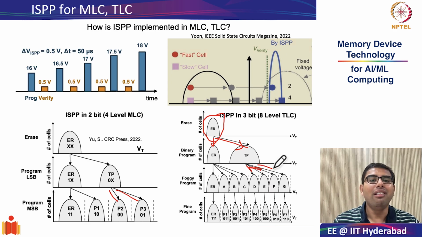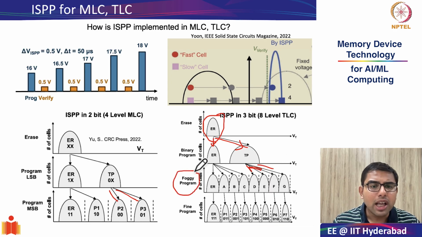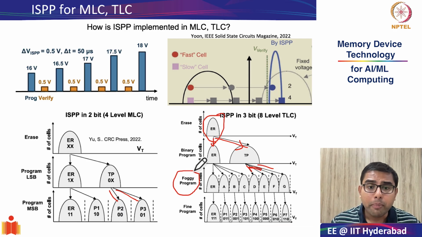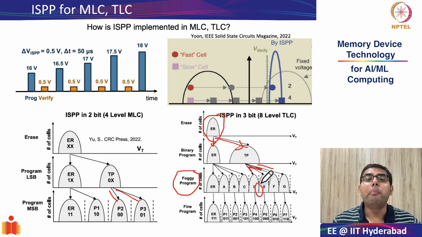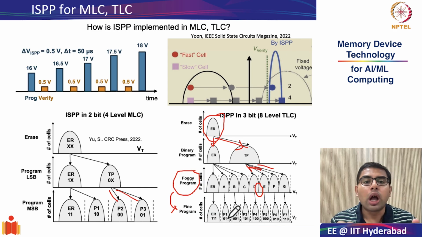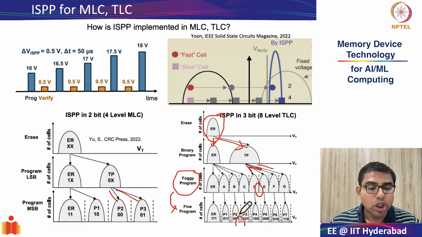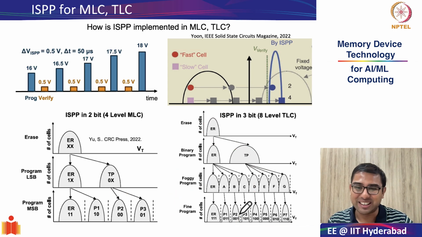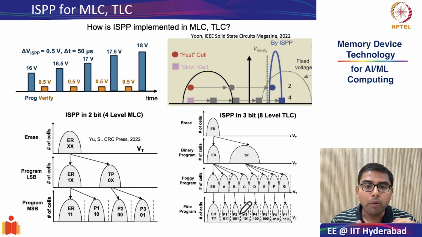But this initial programming is called foggy programming because you don't do a fine tuning of your threshold values. You just do a very rough programming, but this will have a lot of errors because you can see there is very little margin between adjacent states. So in the final step of fine programming, what you do is you allow enough margin to exist between the adjacent states.